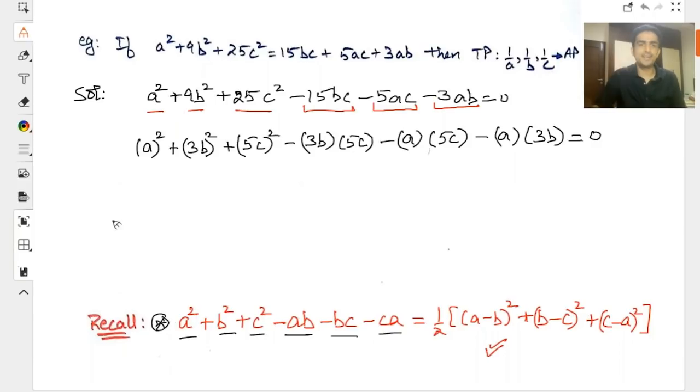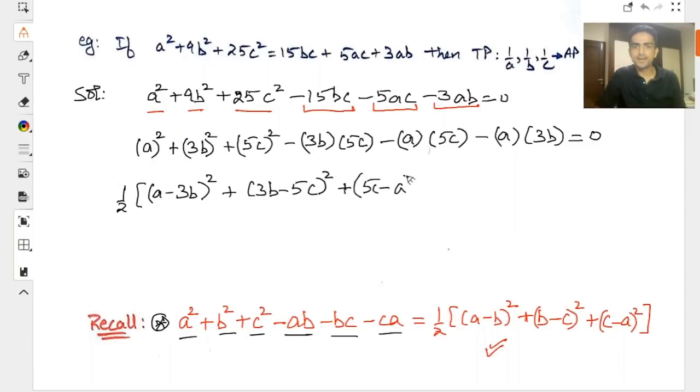Immediately using this identity, we can write it as half times (a minus 3b) whole square plus (3b minus 5c) whole square plus (5c minus a) whole square equal to 0. Just have a look, compare it. Very good. Now guys, don't you think the question is almost over?